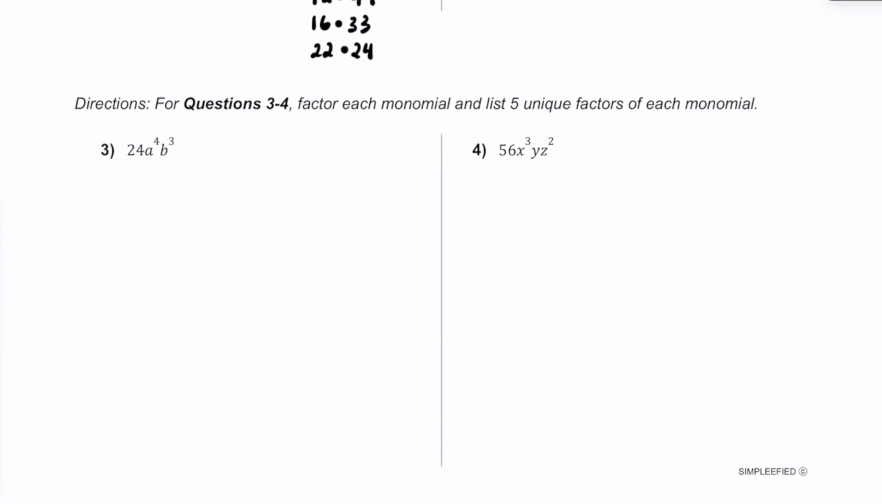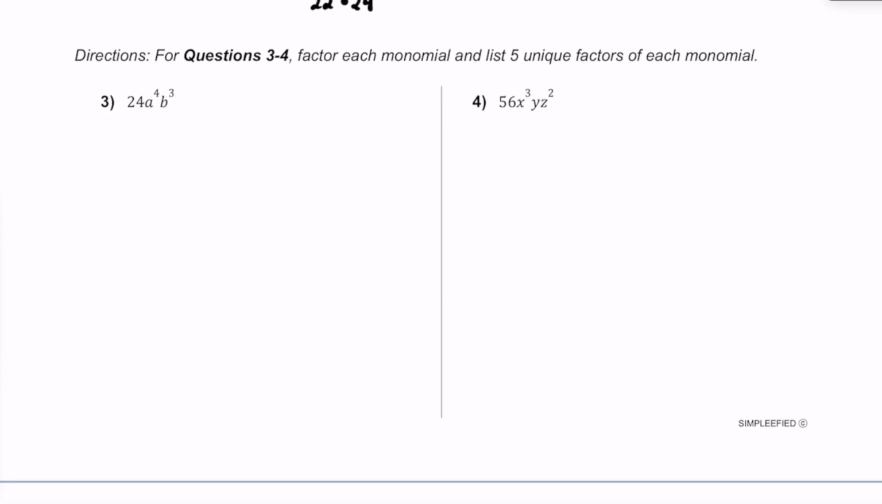All right, moving on to number 3 and 4. Let's go ahead and just factor each of these monomials and then write 5 unique factors. There's going to be a lot of factors for these, but we're just going to write 5. So just make sure you know if it goes into it evenly or not, or will multiply to go into the original monomial.